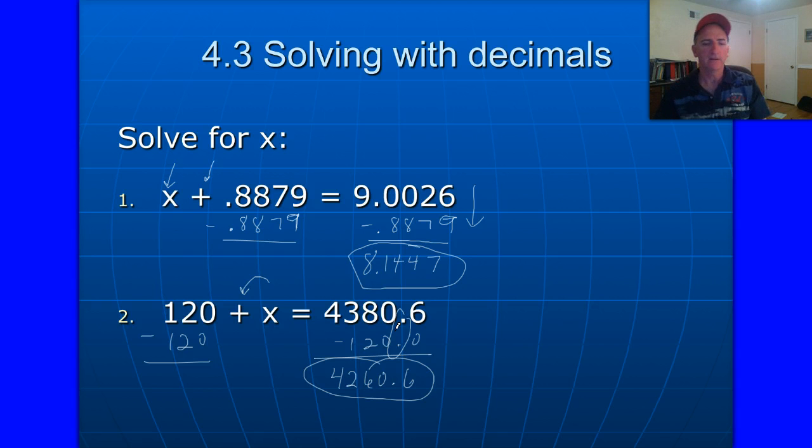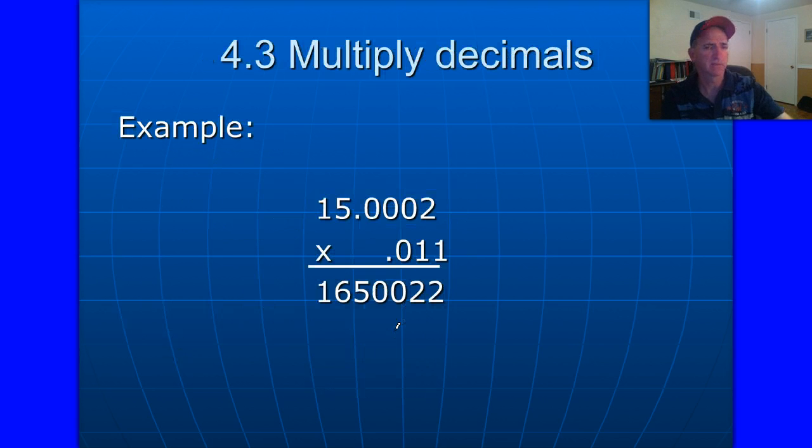So hopefully that made sense to you, because it really is a review of something we've already done. And that's how they start us off in chapter 4, section 3. The next slide is kind of a strange one here. We're going to do multiplication problems like this with our calculator.